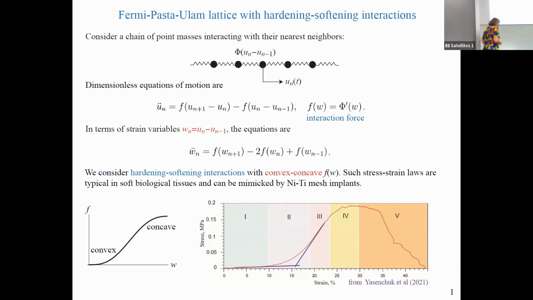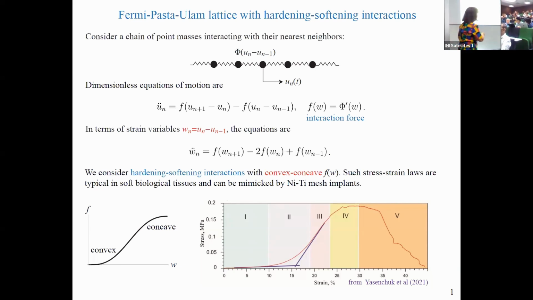I come from the world of materials, and in regular materials it's not very common to see this type of interaction. Usually you have softening or hardening instead, just softening or just hardening. But in this case, this is actually motivated by biological material.